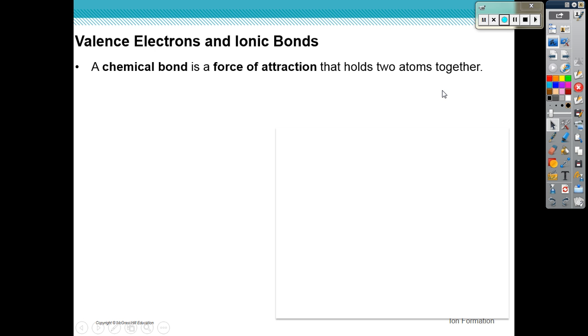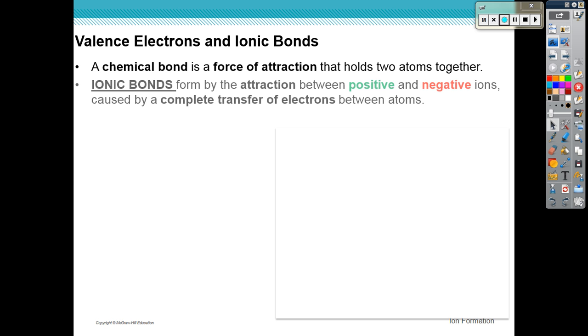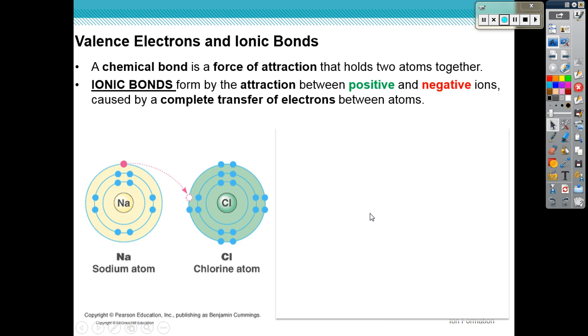Well, a chemical bond is a force of attraction between 2 atoms. There are different types of bonds. We talked about covalent bonds, which is a force of attraction caused by sharing electrons. But in this chapter, we're talking about ionic bonds. And that would be a force of attraction holding ions together. And you're making those ions by transferring electrons between atoms.